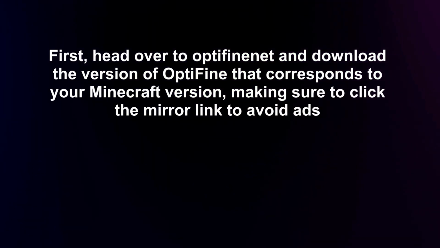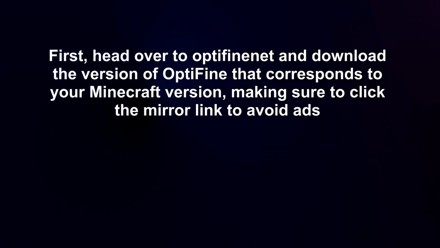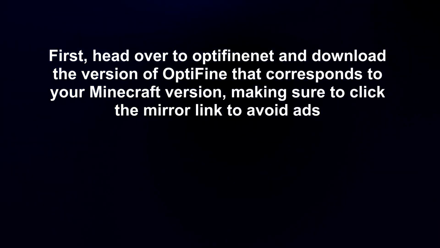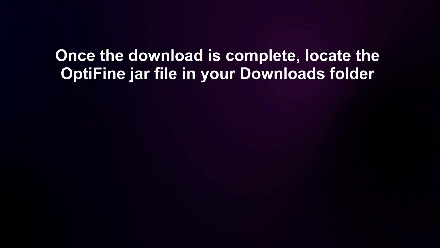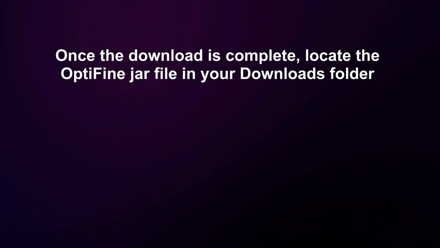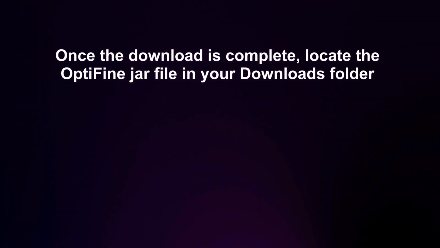First, head over to Optifine and download the version of Optifine that corresponds to your Minecraft version, making sure to click the mirror link to avoid ads. Once the download is complete, locate the Optifine jar file in your Downloads folder.